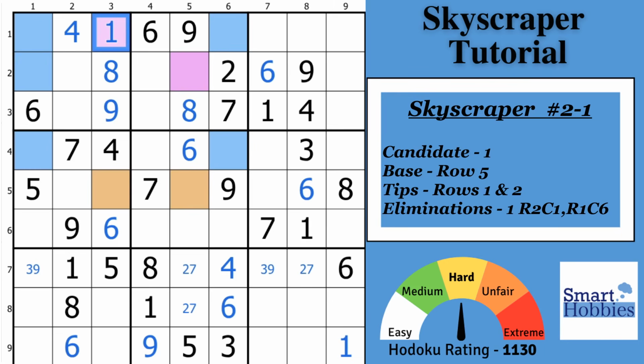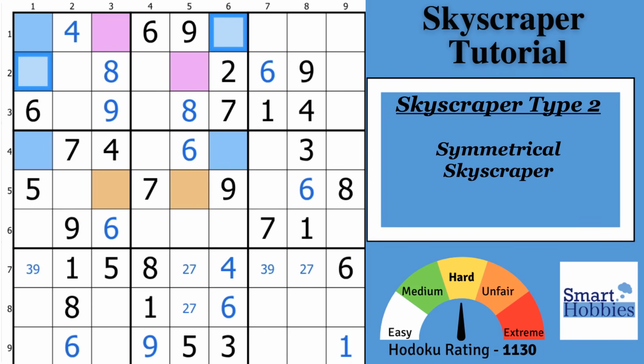All right, let's remove that 1. You'd be able to eliminate a 1 from here or here, right? Because they see both the purple cells. But we're not done. There's more skyscrapers to look at. And this is the second time. This is a symmetric skyscraper in that you have multiple ways to see the skyscraper.